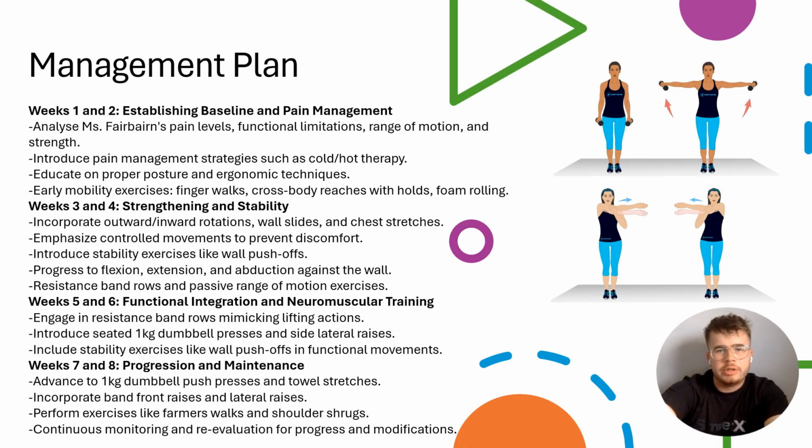During weeks 1 and 2 of Mrs. Fairbairn's rehab program, our primary objective is to establish a baseline and effectively manage her pain levels. In week 1, we conduct a thorough analysis of Mrs. Fairbairn's pain levels, functional limitations, range of motion, and strength to gain a comprehensive understanding of her condition. Additionally, we will introduce pain management strategies such as the use of cold or hot therapy and educate Ms. Fairbairn on proper posture and ergonomic techniques to alleviate discomfort during daily activities.